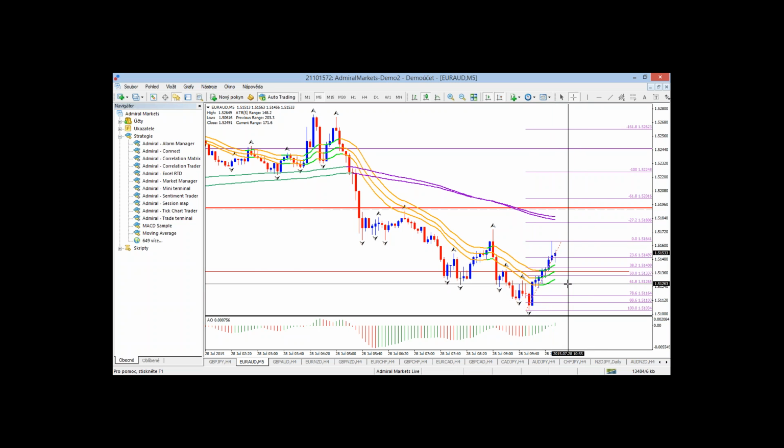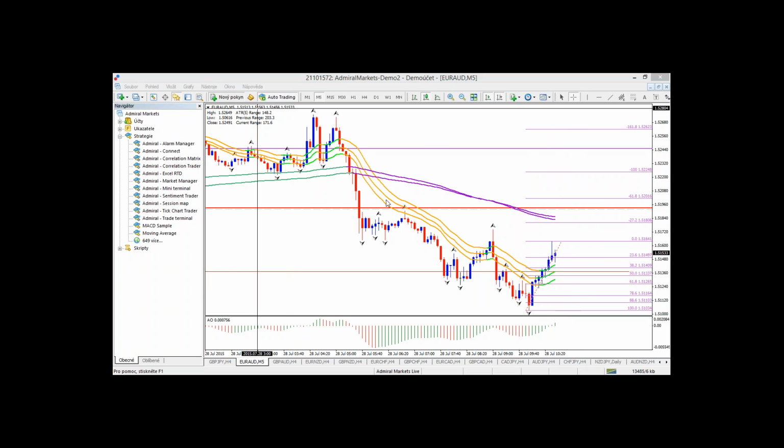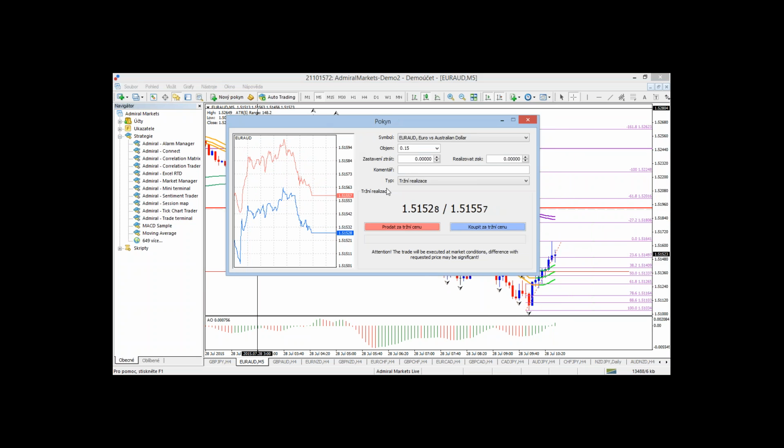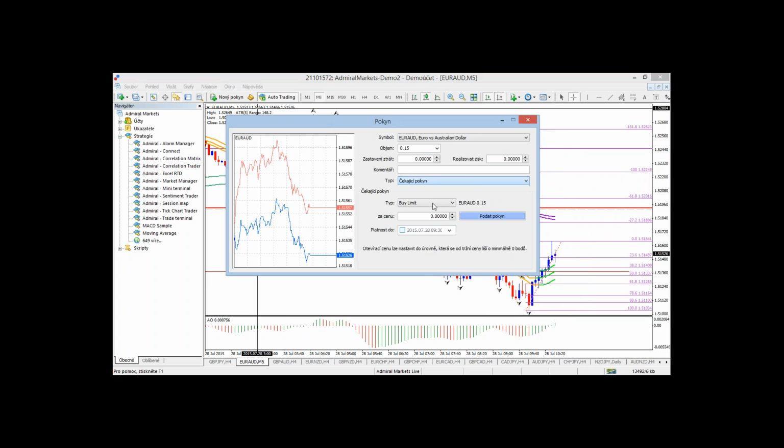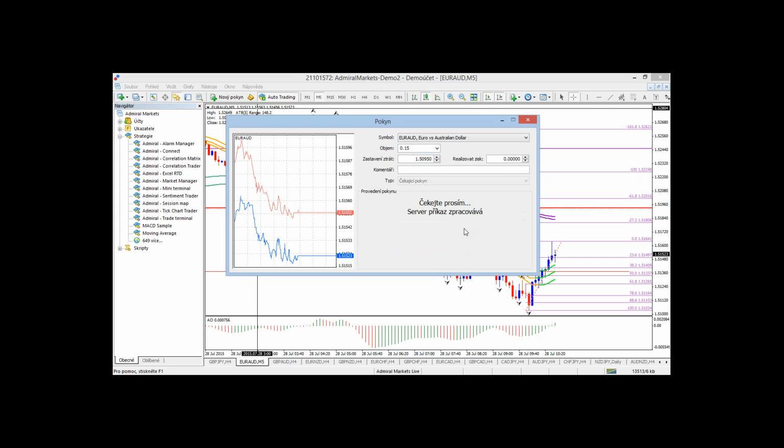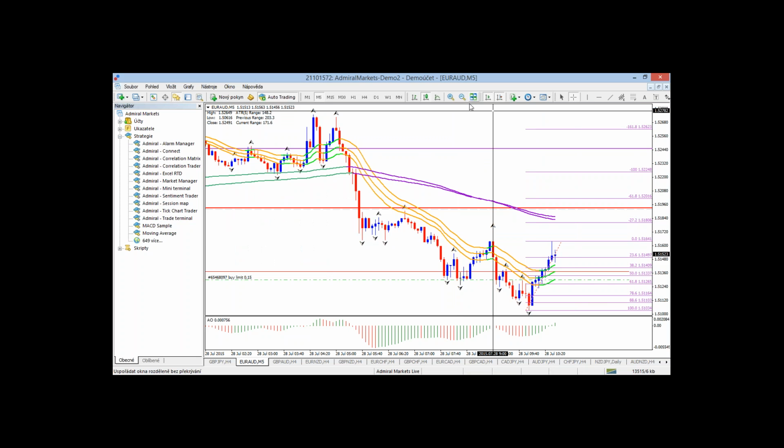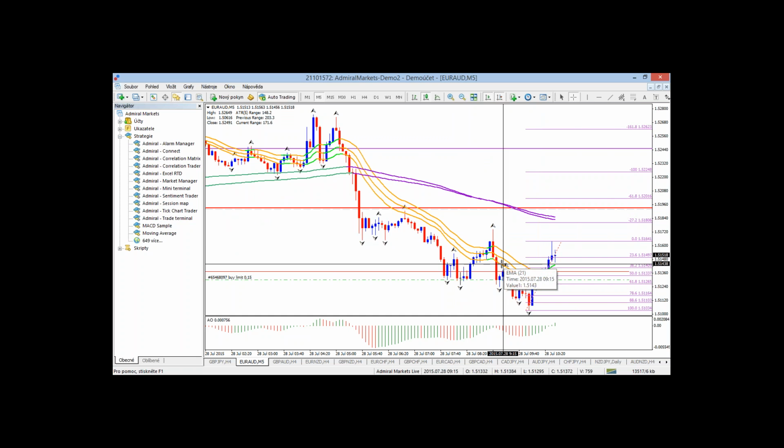So I'll put it pending at 151.30, 151.30, and the stop loss 150.95. About 35 pips, not bad considering the big range on the euro odd. Maybe a bit high for a 5-minute chart, but still.